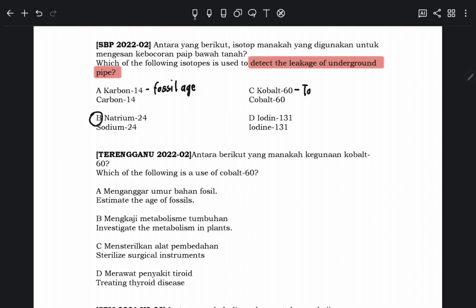Cobalt 60 is to treat cancer patients. Okay, cancer patients. And then iodine 131 is to treat thyroid disease. Okay, thyroid disease such as hypothyroidism or thyroid cancer. So this is how I remember.